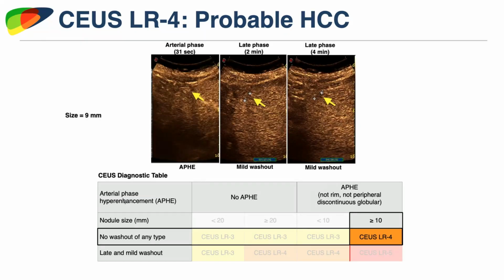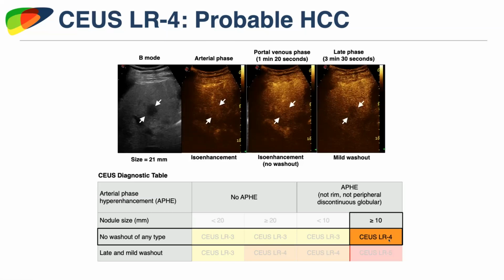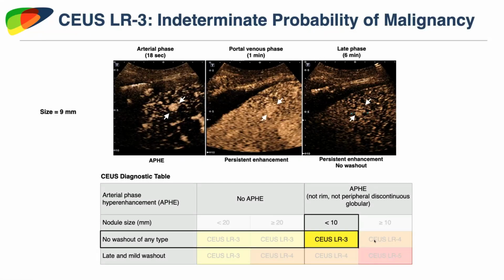Here's a small observation. Forgive me, I don't have a B-mode image, but it was small, 9 millimeters, and it should be an LR. Oh, no, I'm sorry, this was 12 millimeters, and another observation qualifying as LR4. This one, again, over 10 millimeters, showed enhancement and washout at 3 minutes, LR4. This one was 9 millimeters, showing arterial phase hyperenhancement without washout, LR3 observation.